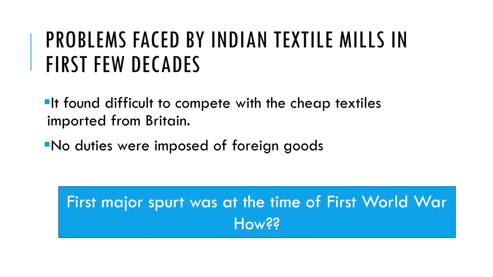And the first major spurt, or you can say the boom in production, came in the First World War. So why was it so? Because the British textile mills started producing army clothes and all. So the requirement increased, and Indian mills started producing clothes for the British army as well as for the Indian people, as British made textiles were not imported into India at that time.